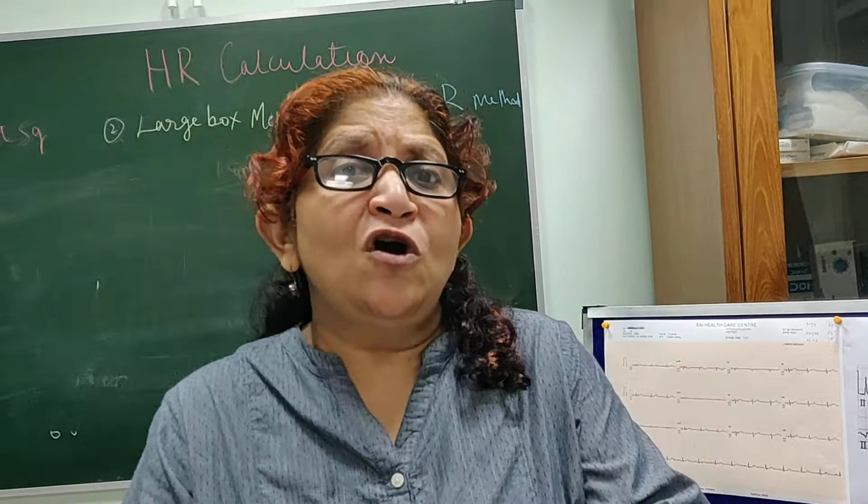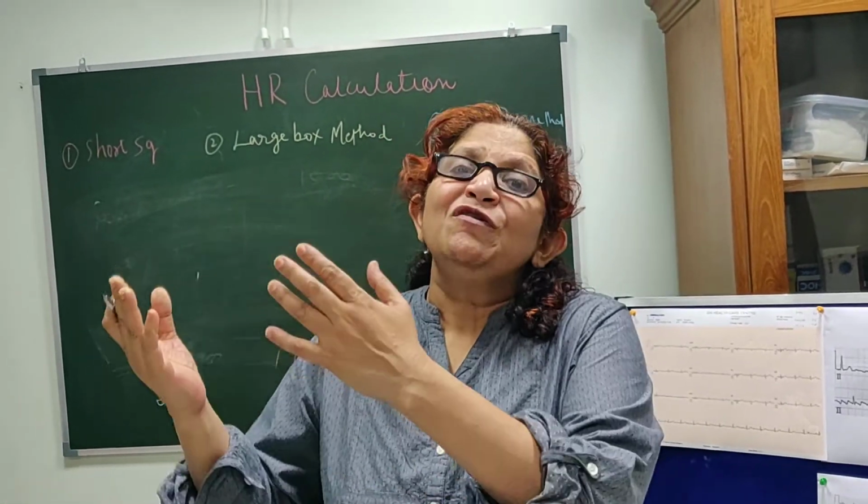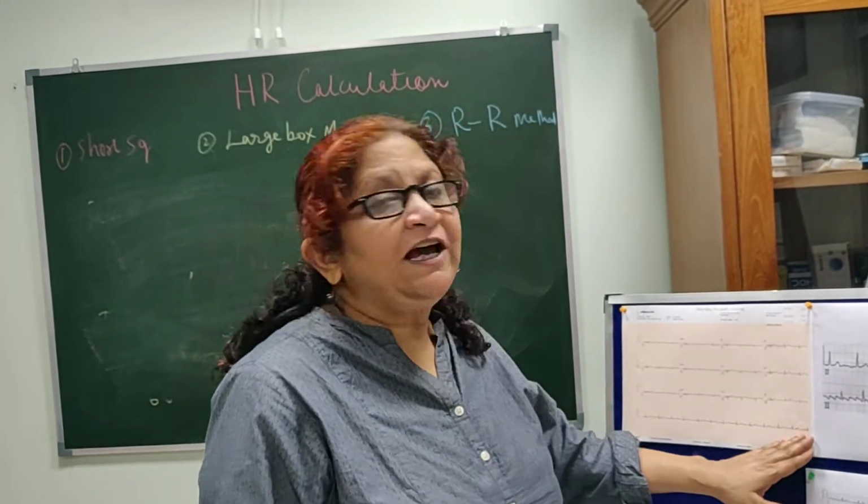So 300, 150, 100, 75, 60, 50, 43, and 37. This is how I remember. And otherwise, the simplest method is to calculate the RR waves.